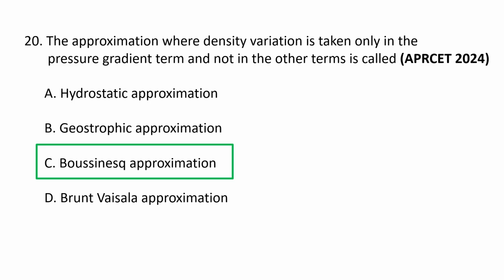The approximation where density variation is taken into account only in the buoyancy or gravity term of the momentum equation and treated as a constant in all other terms like the inertial and the viscous terms is called the Boussinesq approximation. This is commonly used for modeling natural convection and buoyancy driven flows where density differences are small.